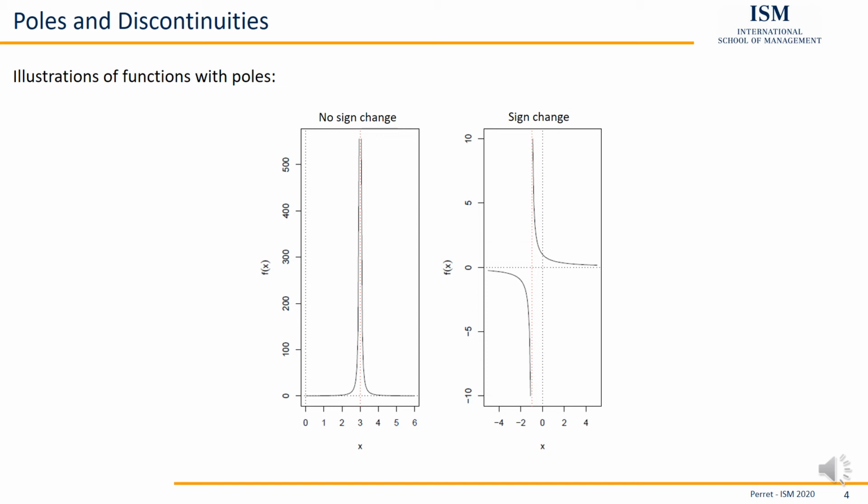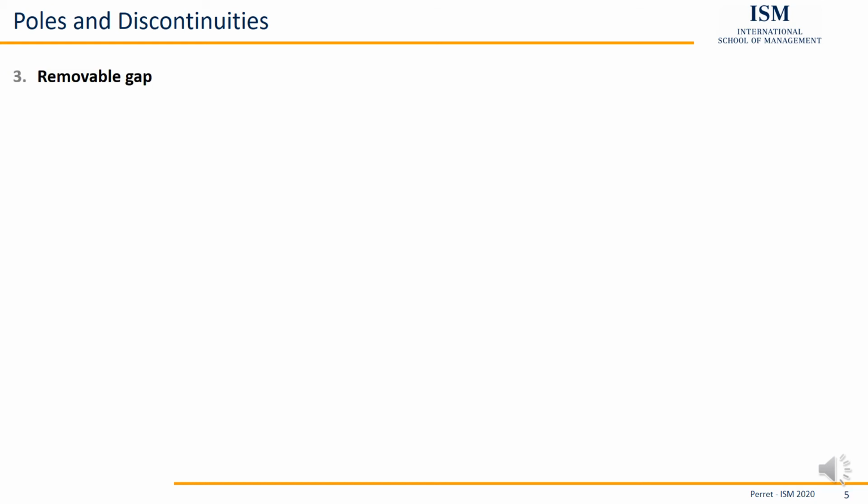So asymptotes are just basically similar to poles, with the exception that they apply to the x-axis, whereas poles apply to the y-axis. Well, with those two types of discontinuities out of the picture, let's move on to the third type. The third type are so-called removable gaps.